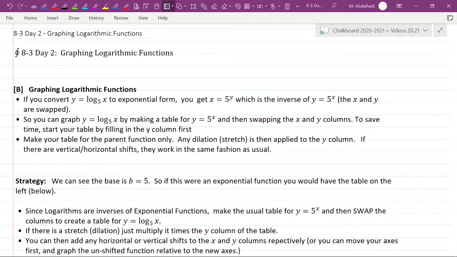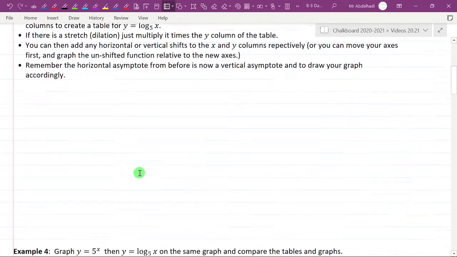Okay, welcome back. Today we're going to be graphing logarithm functions. Now, last time we learned that logarithms are the inverses or the opposites of exponentials, and now we're going to be able to graph them as well. Now, a quick review of graphing exponentials.